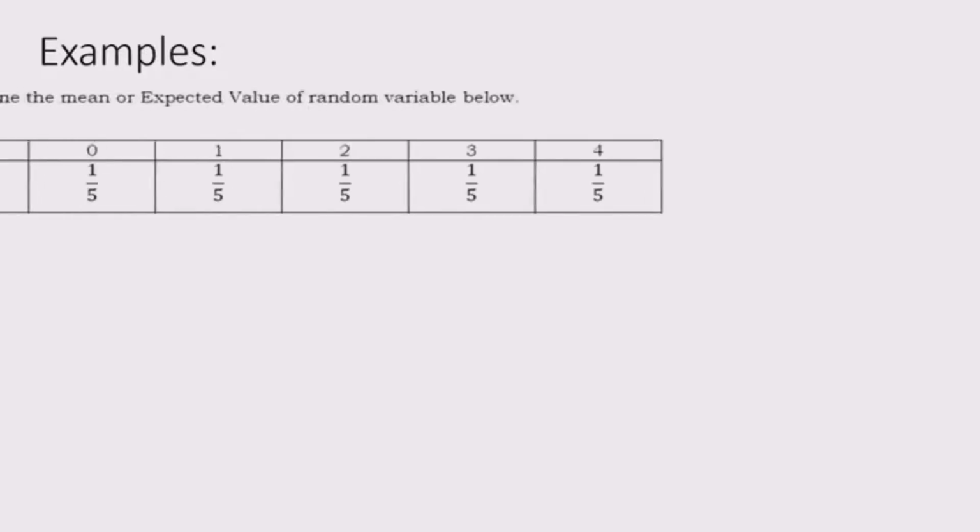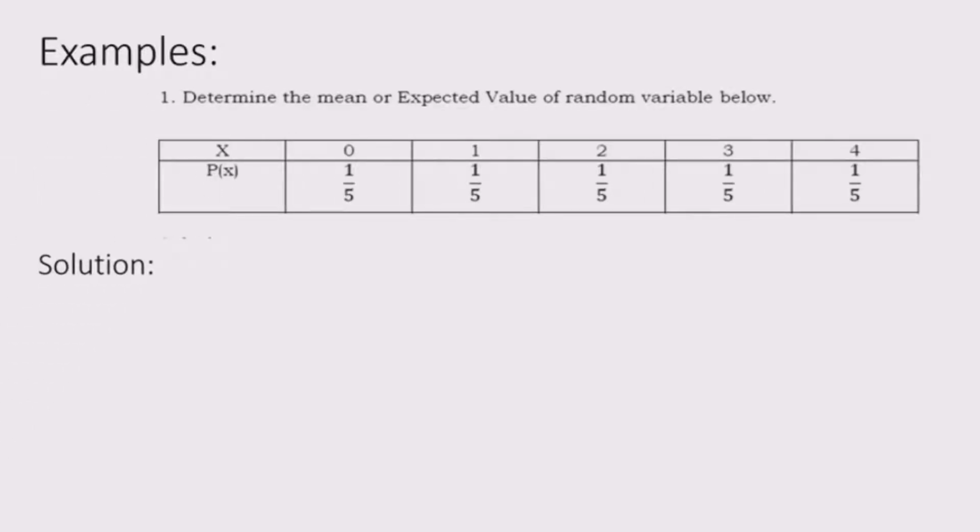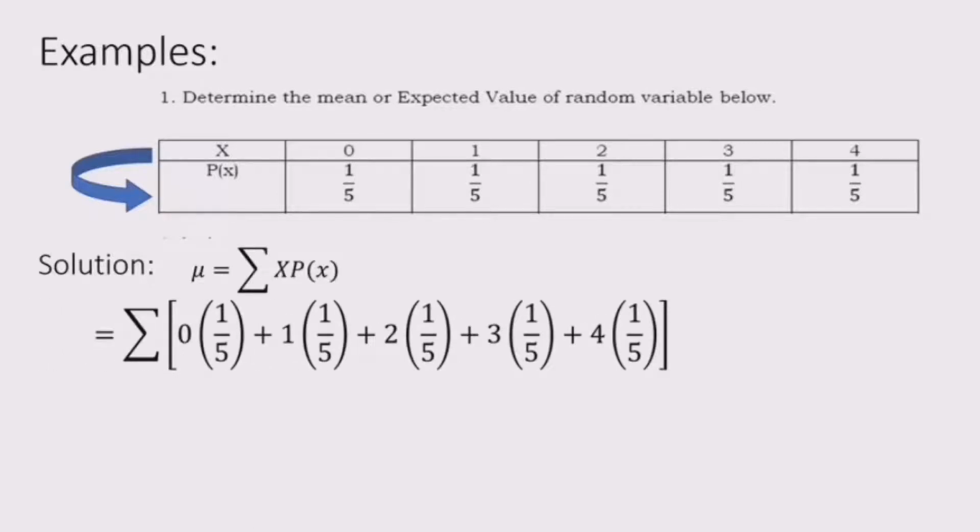Let's have the following example. Determine the mean or expected value of the random variable below. So using the formula, ato i-multiply si x ngadto sa p of x. So kung kabantay mo sa formula na diha ang summation, ibig sabihin atong i-add. So obserbahin natin sa pag-solve.